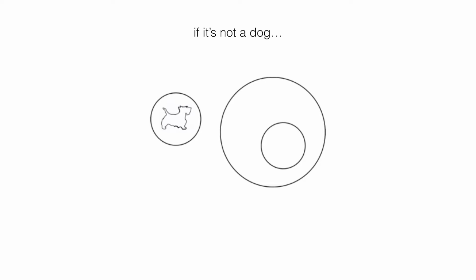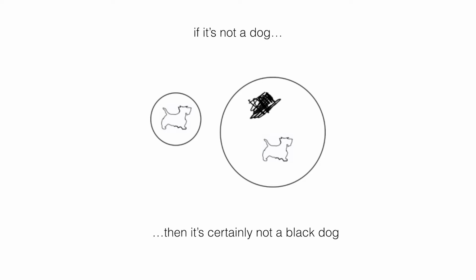Wrap up a bit of void. Emanate something, an empty circle, that's black. Copy the circle dog into the empty circle. Unwrap it. And you've got circled black dog. And you can remind yourself of this by saying to yourself, if it's not a dog, then it's certainly not a black dog. I think you'll find that makes sense. And of course it could be certainly not a white dog or a fierce dog or anything else.